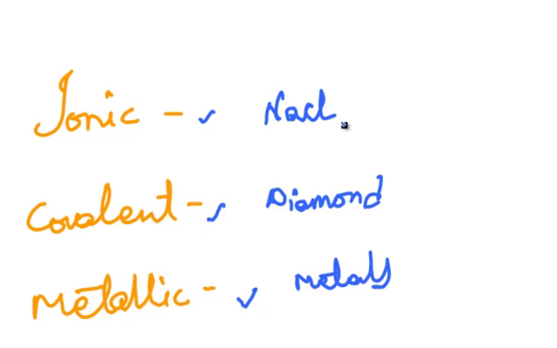In ionic bond, bond strength is highest. In covalent bond, bond strength is higher. In metallic bond, bond strength is moderate. In ionic bond, melting points and boiling points are high. In covalent bond, melting points and boiling points are high. But in metallic bond, melting points and boiling points are low.